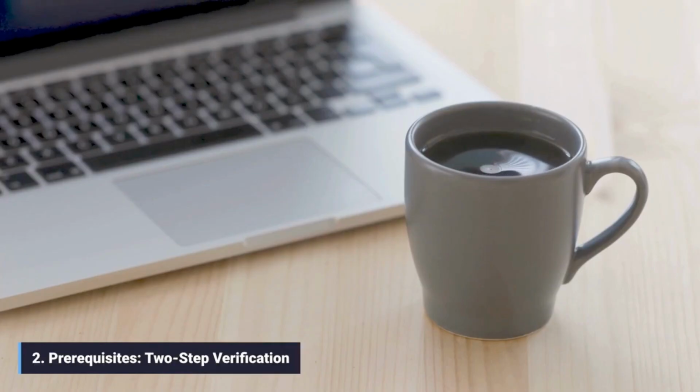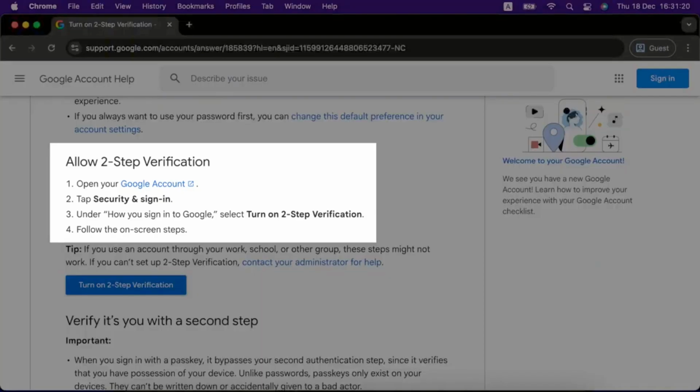2. Prerequisites: two-step verification. You must have Gmail's two-step verification turned on to generate an app password. If you do not have it enabled, pause the video and turn it on now.